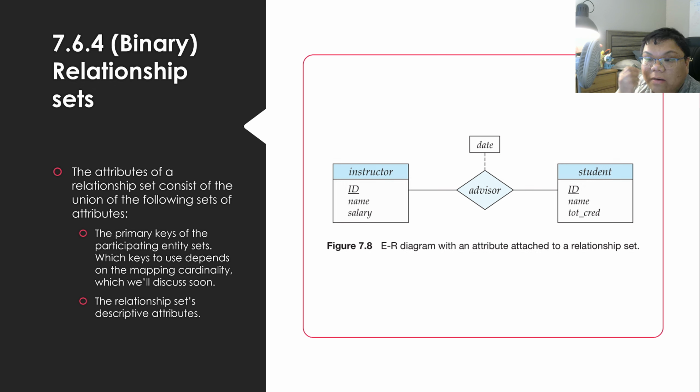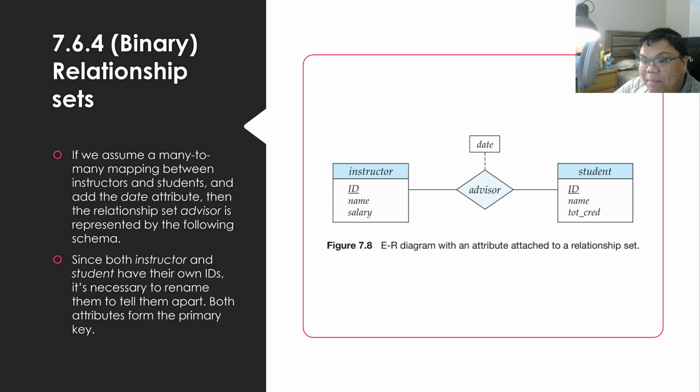So now we are making a schema for a binary relationship set. So what are the attributes for this? Well, it's going to be the primary keys of the participating entity sets plus whatever descriptive attributes there are. So we have instructor and student participating in the advisor relationship. The schema for advisor is going to be the ID of instructor and student. It could be both, or it could be one of them. We'll talk about that in a little bit, but it's the same rules that we discussed earlier. And then we have the date.